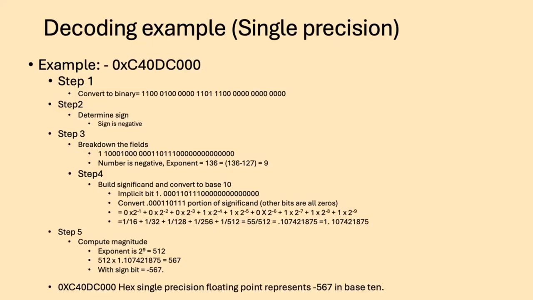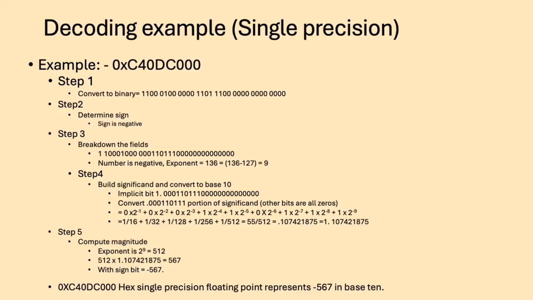The true exponent is 9 since the field breaks down into 136 decimal, and subtracting 127 from this number gives 9. Add in the implicit bit to the significant field. Converting the fractional part gives 0.10742185. Multiply the complete significant 1.10742185 by 512 to get 567.